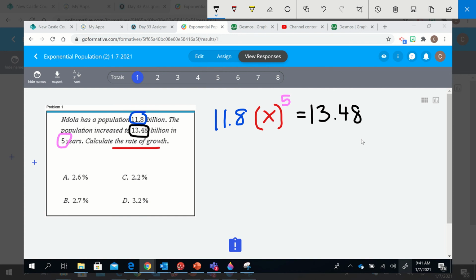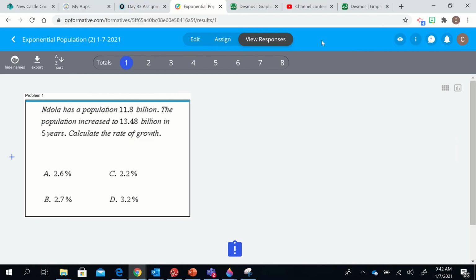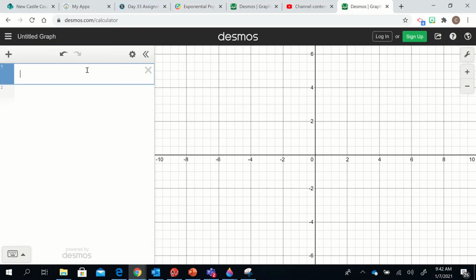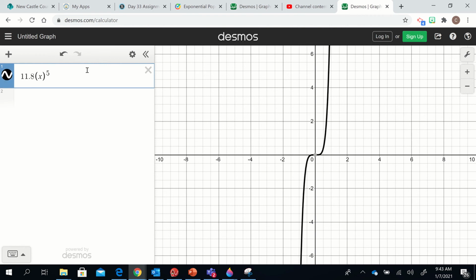So what we're going to do, we can go to Desmos to get the answer, but we're going to do it a little bit differently in Desmos. So in Desmos, I'm going to just do the original. So I know the one side of the equation is 11.8. So in parentheses, I don't know the change, but I know it did it for 5 years. So that I know. So my Desmos has a curvy line, and then I'm going to hit enter.